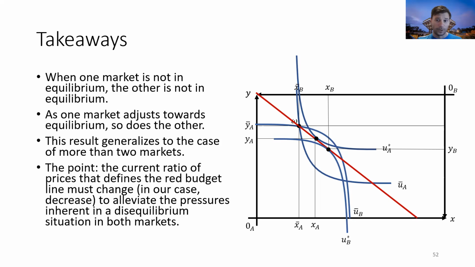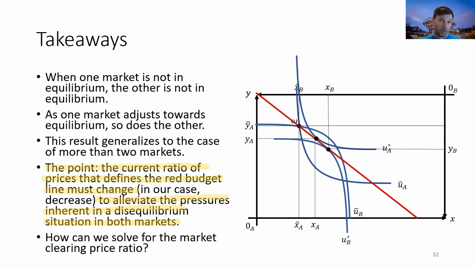The point is the following. At the current set of prices, the slope of that red budget line is going to have to change in order to alleviate the pressures inherent in this disequilibrium situation. We recognize PX over PY has to go down to bring X into equilibrium, which is the same thing that would bring PY over PX up towards equilibrium. So we want to think about how we can figure out that optimal price ratio, optimal in the sense that it would leave us no shortage or no surplus in the aggregate across all of the markets in the economy.